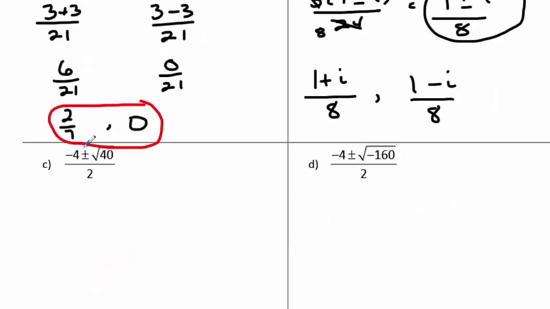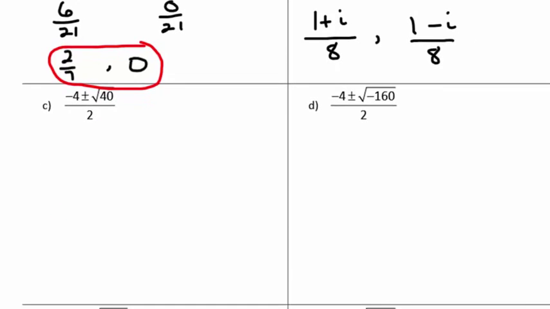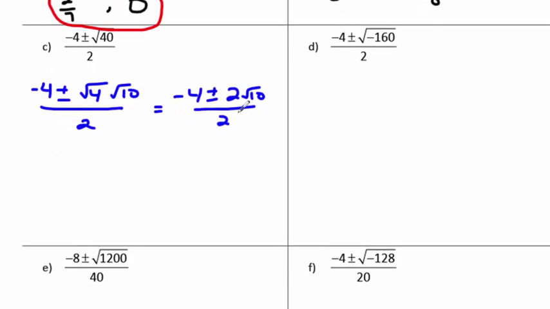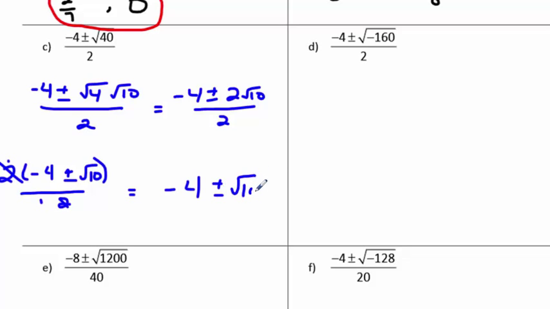Part C, negative 4 plus or minus the square root of 40 over 2. Let's first go about breaking down that square root of 40. So this is negative 4 plus or minus the square root of 4 times the square root of 10 over 2. So that's negative 4 plus or minus 2 square root of 10 over 2, since the square root of 4 is 2. The numbers on the top can be factored. You can take a 2 out. So that's 2 times negative 4 plus or minus the square root of 10 over 2. And if you divide them both by 2, your denominator becomes 1, so you really just have negative 4 plus or minus the square root of 10.